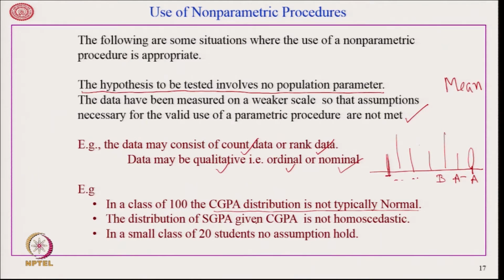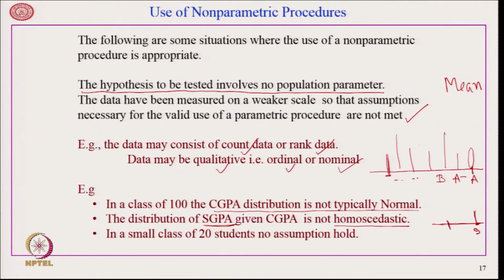The distribution of SGPA given CGPA is not homoscedastic. That means, even if we assume that the CGPA is given, then it is not mandatory that the semester grade point average will have equal variance for the same CGPA. Say for example, when the CGPA is something like say 9 out of 10, you will find very low variance among the SGPA.